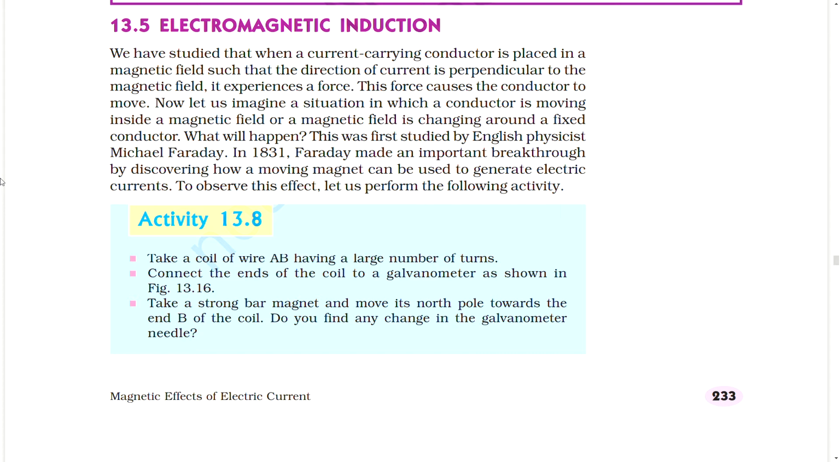To observe this effect, let us perform the following activity. Take a coil of wire AB having a large number of turns. Connect the ends of the coil to a galvanometer as shown in figure. Take a strong bar magnet and move its north pole towards the end B of the coil. Do you find any change in the galvanometer needle?